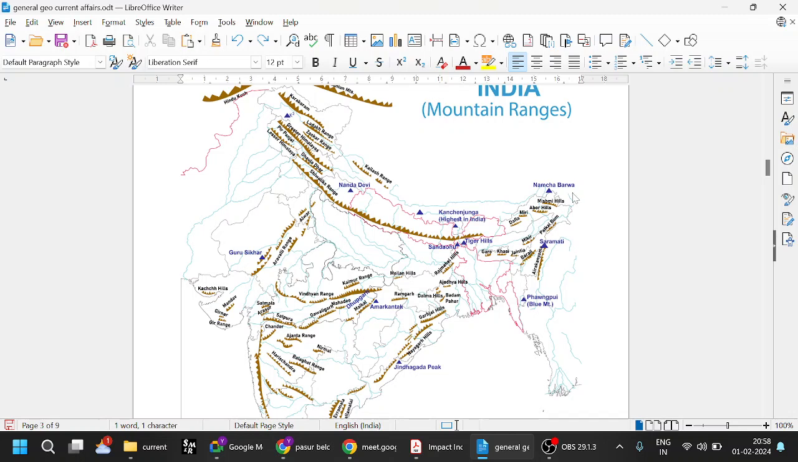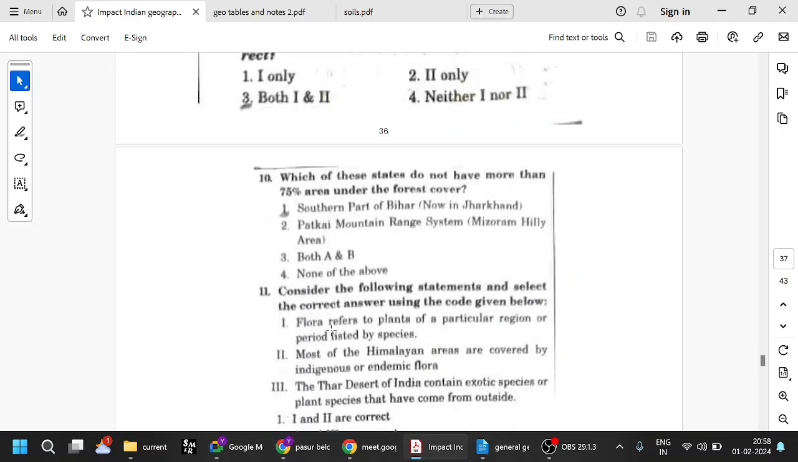Okay, Patkai Bum is on this border between Myanmar and India. Patkai Bum range, which starts from Arunachal Pradesh. Assam, Mizoram, Meghalaya, Tripura, Manipur. Okay, so Arunachal Pradesh, Nagaland, Manipur, etc. It is on this border. This is the Patkai Bum range. So obviously, which of the states do not have more than 75%?